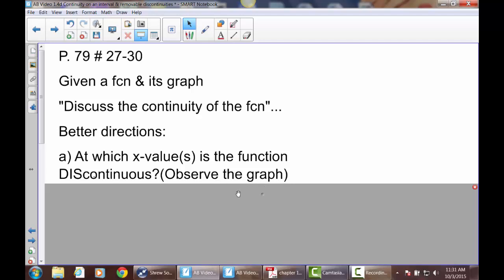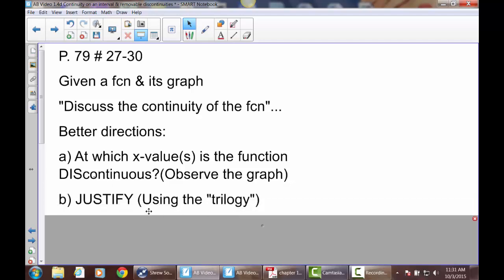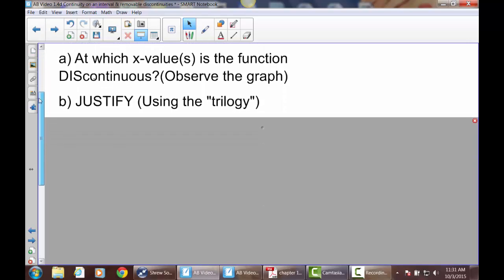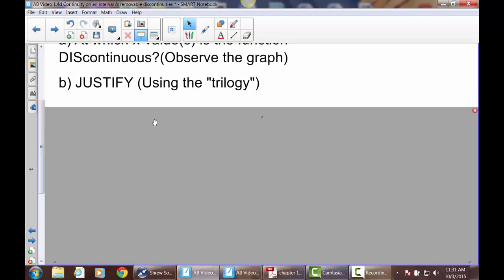So anywhere there's a break in the graph, remember we talked about the three kinds: point discontinuity, which is a hole, infinite discontinuity, which is a vertical asymptote, or jump discontinuity, which usually happens with a piecewise function. Then you're going to be asked to justify. Remember we talked about the trilogy for f of x to be continuous at x equals c. f of c has to equal the limit as x approaches c from the left of f of x, which has to equal the limit as x approaches c from the right of f of x.